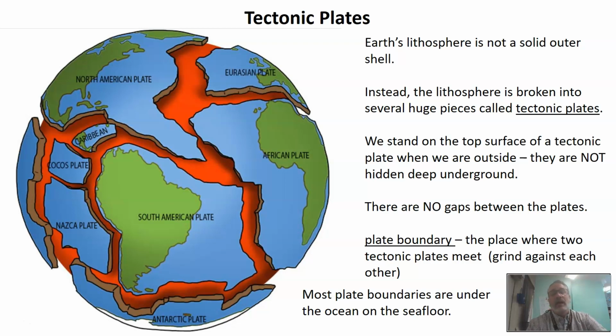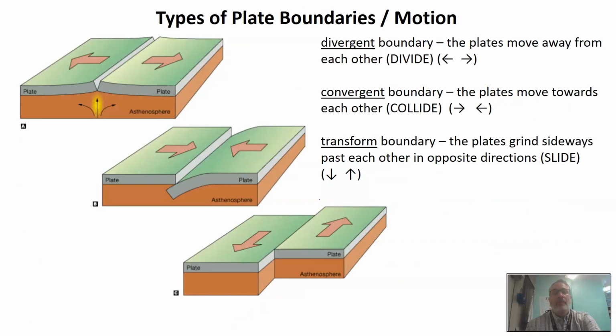Even though this picture is very handy to help us understand that plates are separate things, I want to point out that there are no gaps. There's no open space between these different pieces of the lithosphere, between these tectonic plates. And whenever we have a place where two plates come together, we call that, as you'll remember, a plate boundary. So any place two plates come together. Lastly, as a reminder, you can see that most of these plate boundaries happen to be on the ocean floor, on the sea floor.